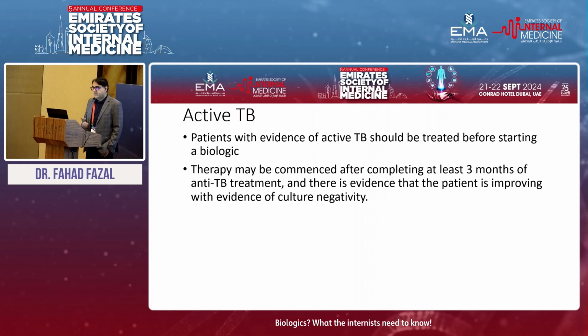So what if you find somebody to have active TB? A patient with evidence of active TB should be treated before we start the biologic agent. The therapy should be commenced after completing at least 3 months of anti-TB treatment, when there is no evidence of infection and the culture is negative.